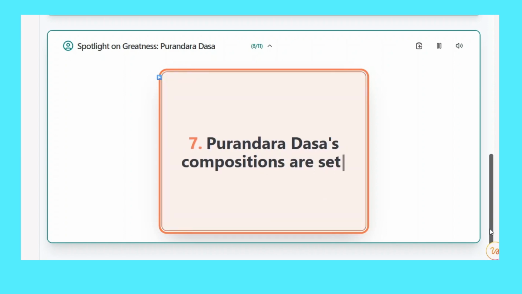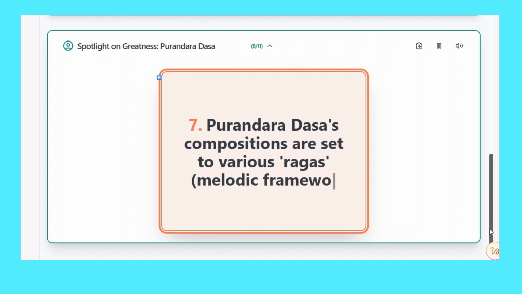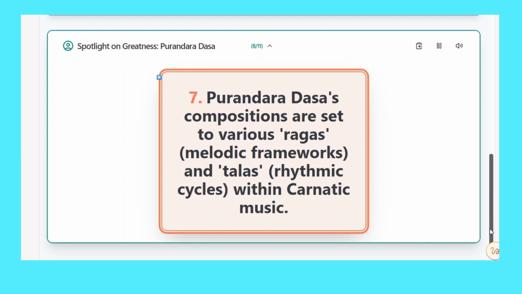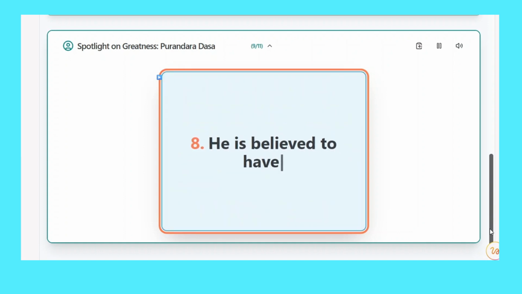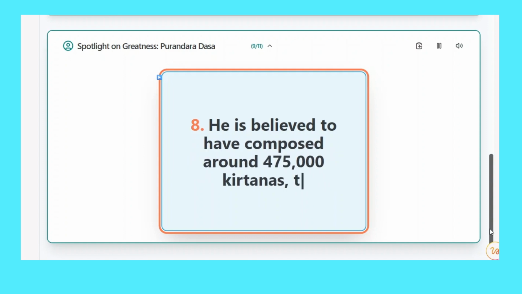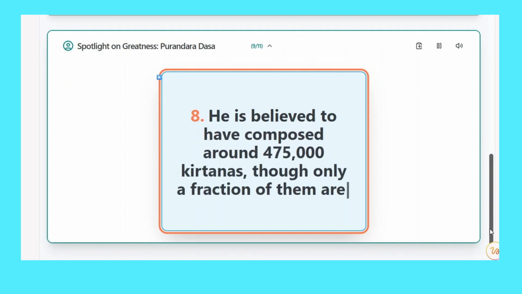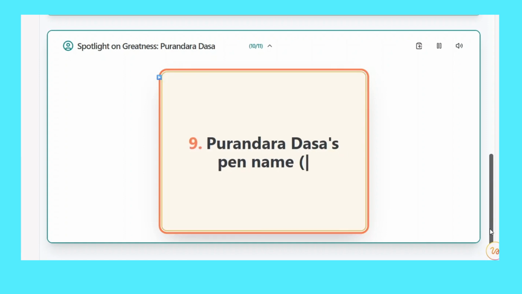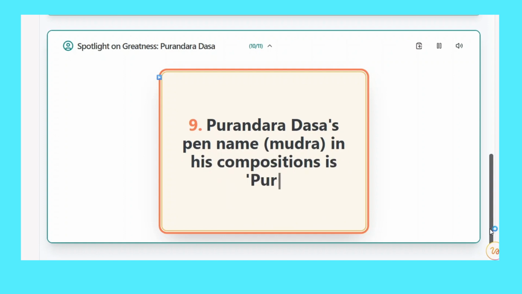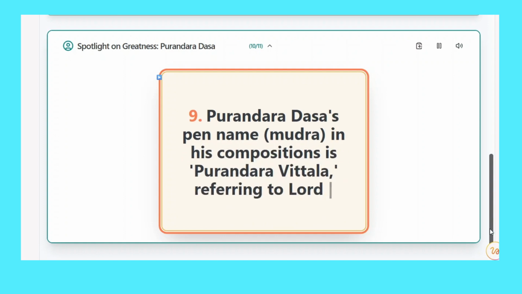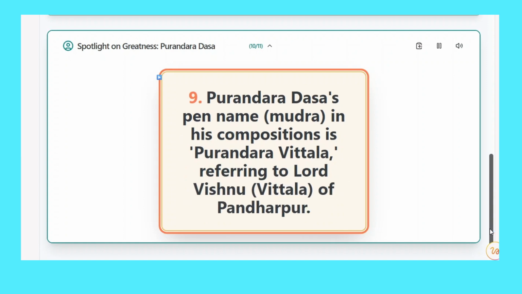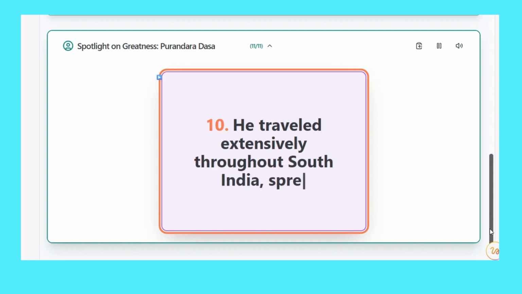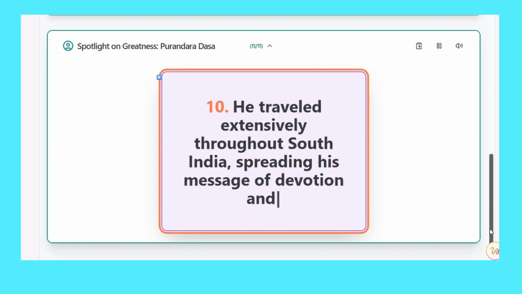Purandaradasa's compositions are set to various ragas, melodic frameworks, and talas, rhythmic cycles, within Carnatic music. He is believed to have composed around 475,000 kirtanas, though only a fraction of them are available today. Purandaradasa's pen name, Mudra, in his compositions is Purandara Vitala, referring to Lord Vishnu, Vitala, of Pandharpur. He traveled extensively throughout South India, spreading his message of devotion and social reform through his music.